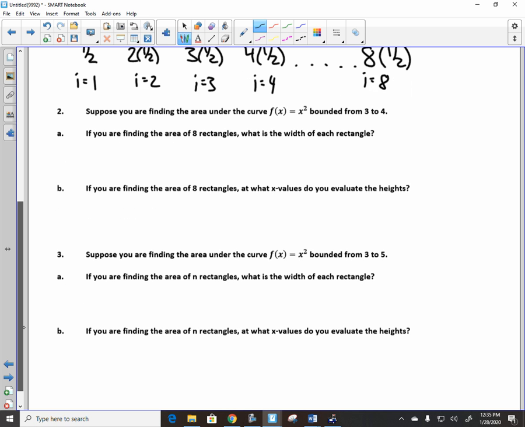Let's try thinking about number 2. Suppose you're finding the area of x squared bounded from 3 to 4. What's going to be the width of each rectangle? 1/8. You took 4 minus 3 and you divided it by 8 to get 1/8.